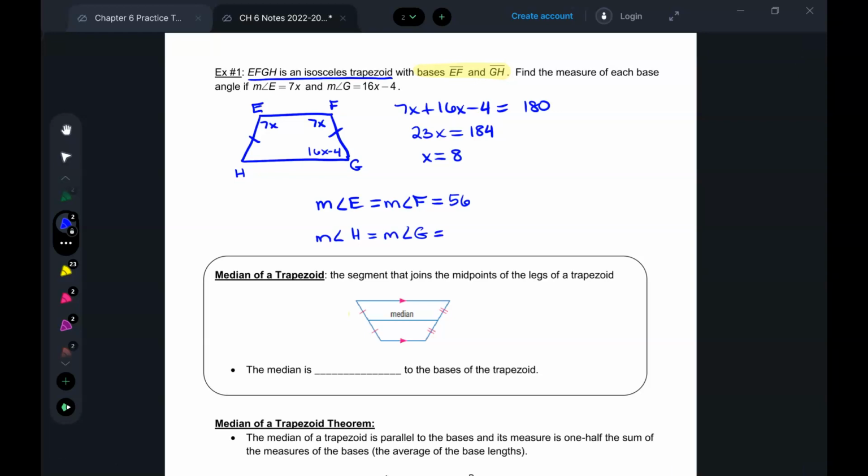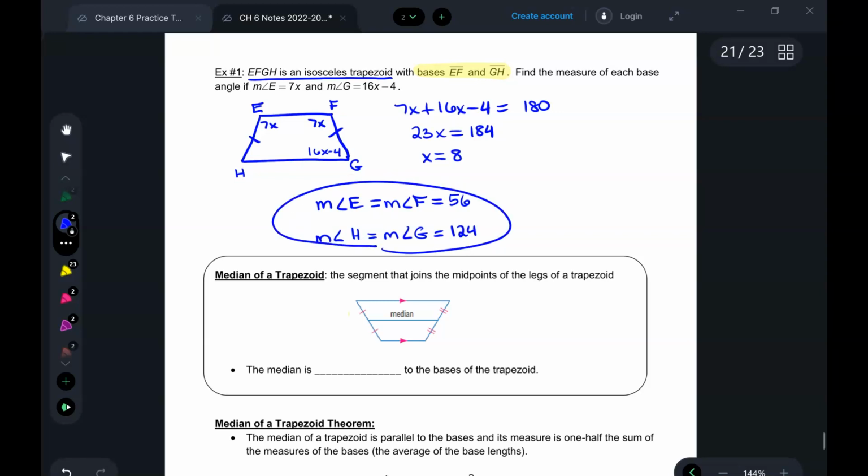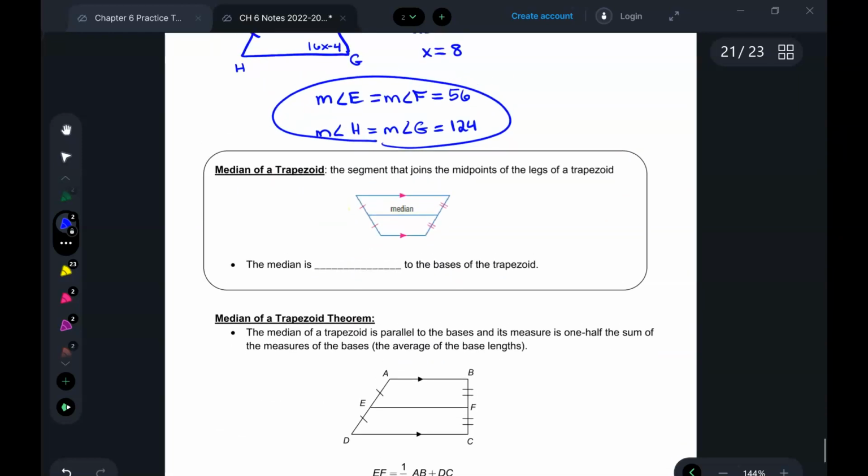Where did we see 7 times 8? Plug it in. 16 times 8 is 128, minus 4 is 124. Plug it in, right? 124. Okay.